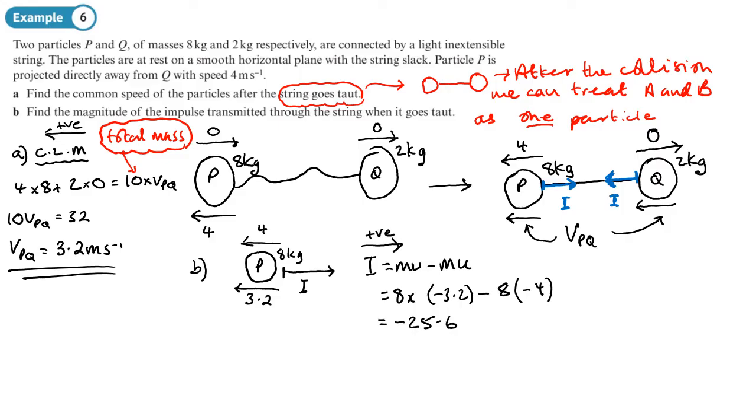And then 8 times negative 4 is negative 32, but we're subtracting that, so it becomes plus. So negative 25.6 plus 32 gives us 6.4 Newton seconds as the impulse transmitted through the string.